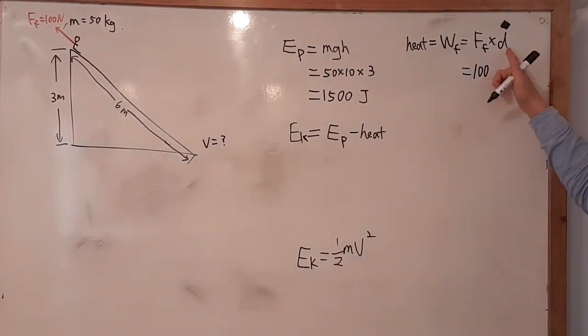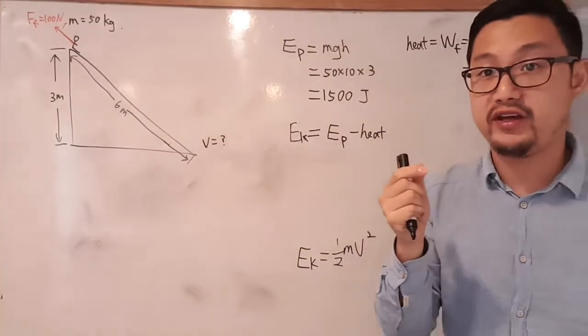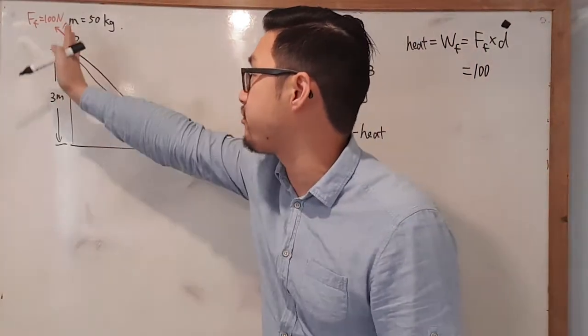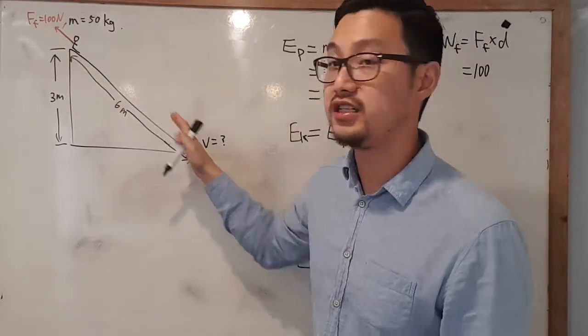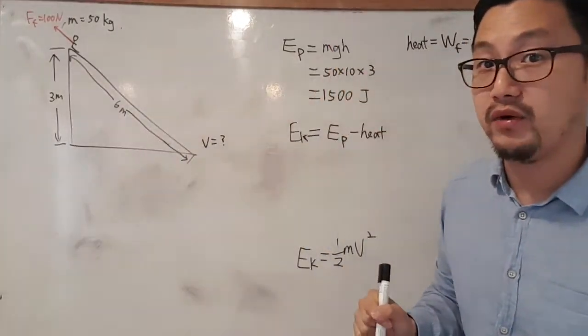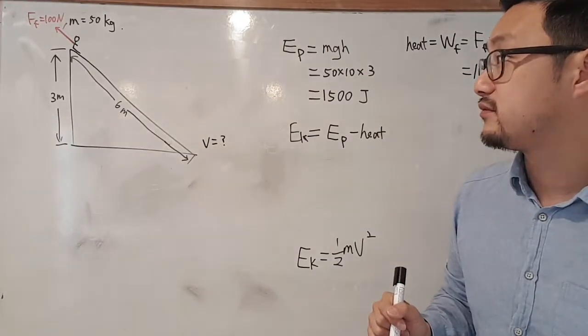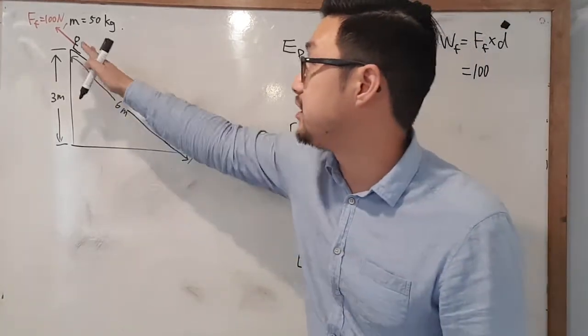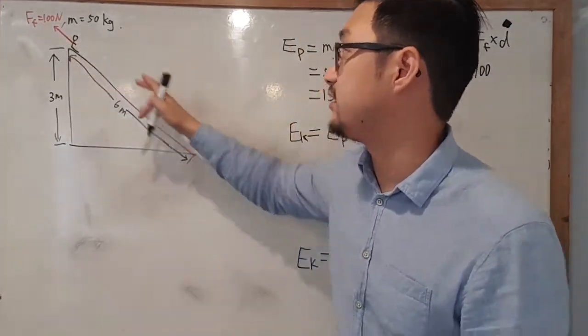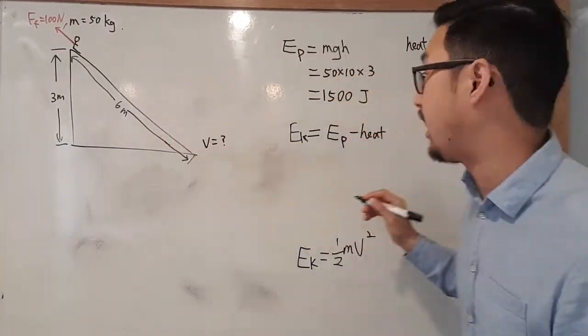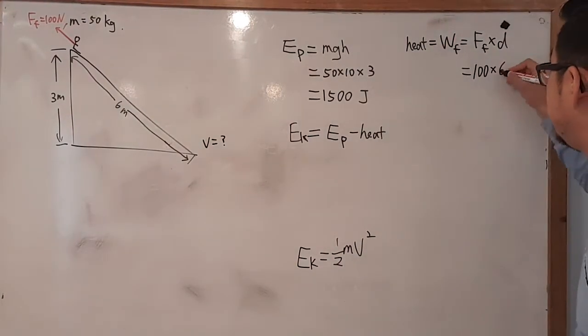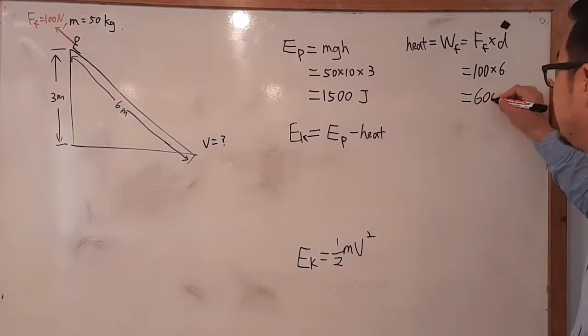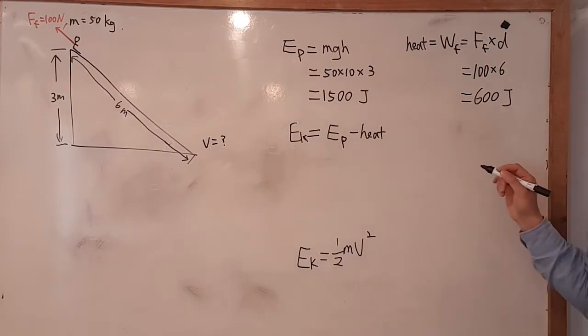And then how big is the distance? This is something you have to think about because we've got two distances over here, 3 meter and 6 meter. So which distance should be the one you're using? It should be the 6 meter, because that is the distance in the direction of the force moving, okay? All right, so it should be times 6. That gives me 600 joule.